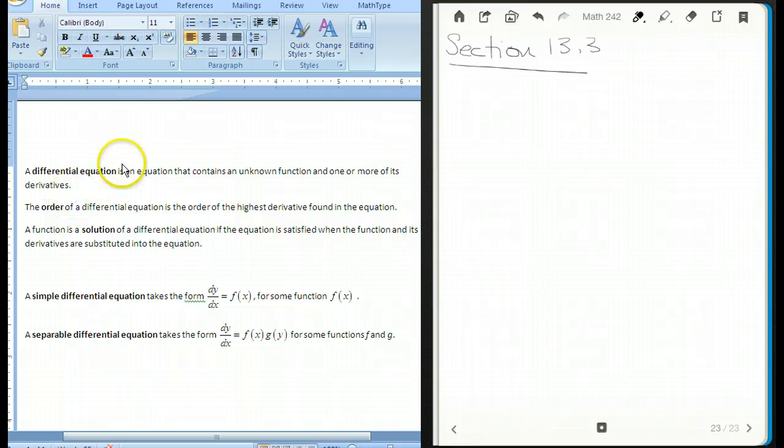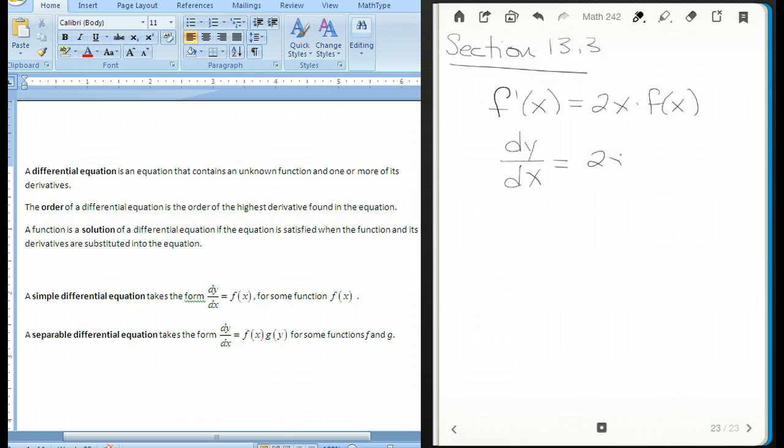For example, I could write a differential equation that would look something like f prime of x equals 2x times f of x. Notice this is an equation. It involves a derivative, and it involves x and a function of x. So it's an equation that involves both derivatives and the function itself, and it can include the independent variable x as well. Another way we could write this is dy/dx, or a derivative, equals 2xy.